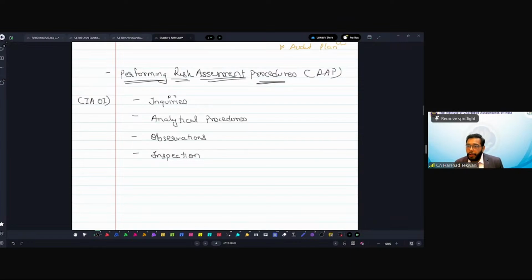Now, if I talk about risk assessment procedures, we will understand this particular scenario with an example, a classic example, and on the basis of that, we will be able to understand in much more detail. So let's say, for example, I'll just open one question, just a minute.